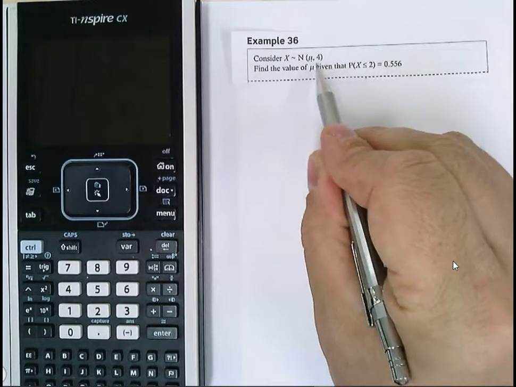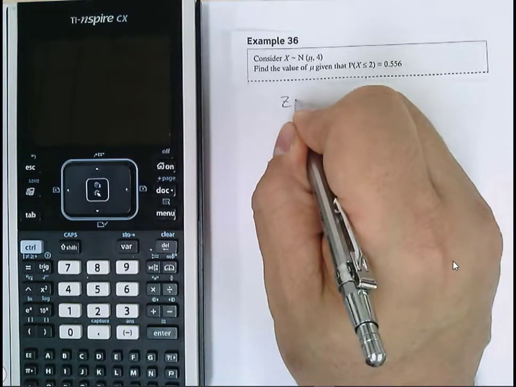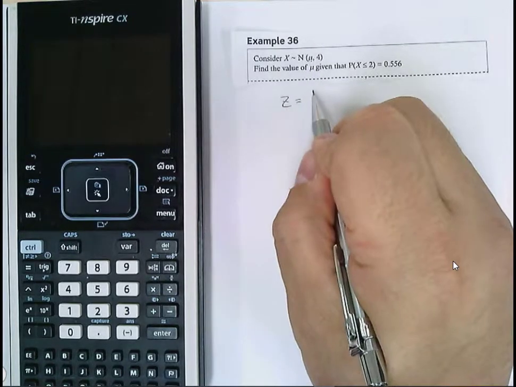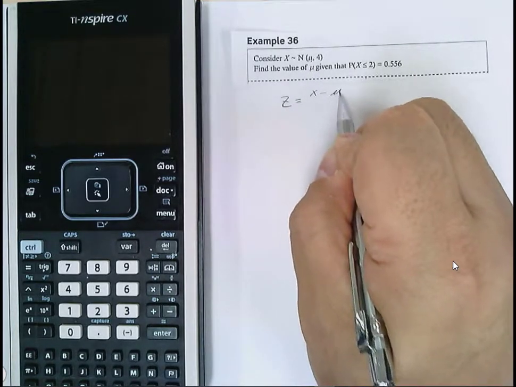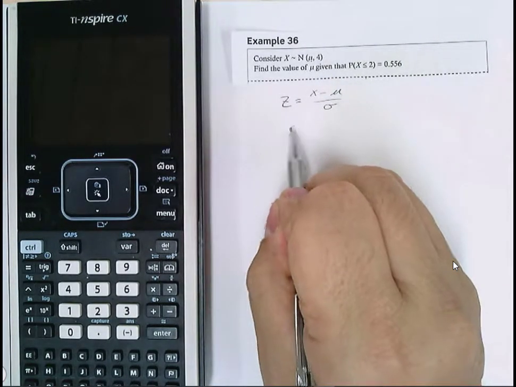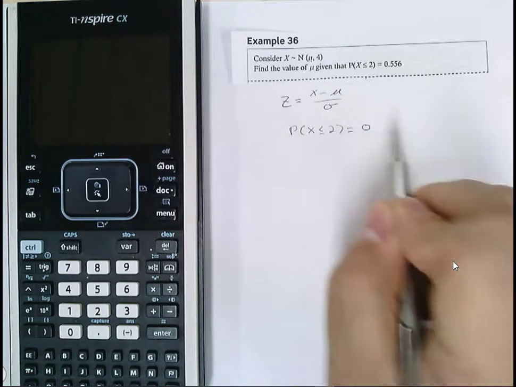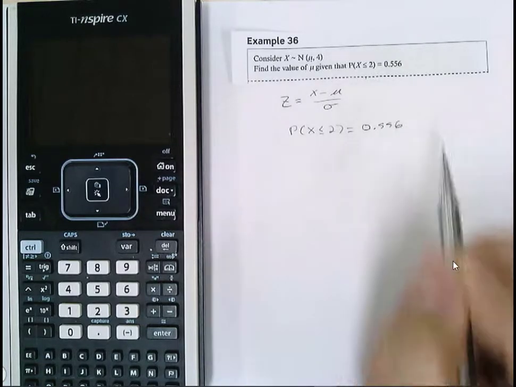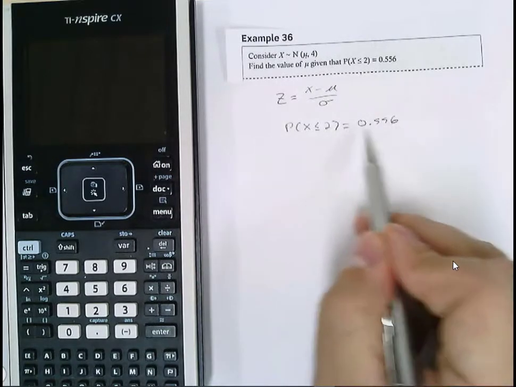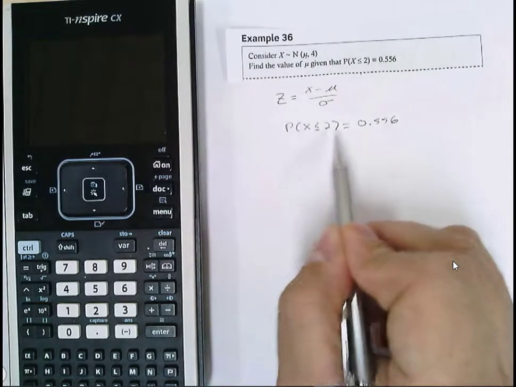So what happens in this one is that we're going to try to find our mu. We know that if we wanted to find a standard normal distribution, then we would have z equals x minus mu over the standard deviation. And since we know that the probability that our random variable x is less than or equal to 2 equals 0.556, then we can normalize this area here.